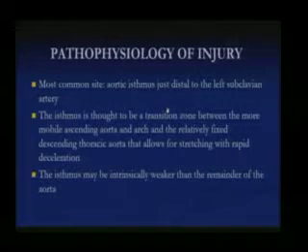The pathophysiology is, as we talked about, the most common site is the aortic isthmus, just distal to the left subclavian. Why is that important? Because it's a transition zone between the more mobile ascending aorta and the more fixed descending aorta, and it allows a lot of stretching with rapid deceleration. The other thought is that the isthmus is intrinsically weaker than the remainder of the aorta. They have done some animal studies looking at elastin levels at the isthmus versus the remainder of the aorta, but no human studies have ever been done.